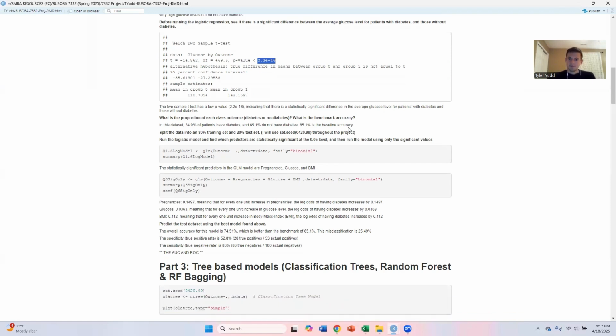The last thing that I did before I actually ran the logistic regression model was observe the proportion in the raw data of who had and who didn't have diabetes. So 35% were diagnosed and 65% were not, making 65% our baseline accuracy.